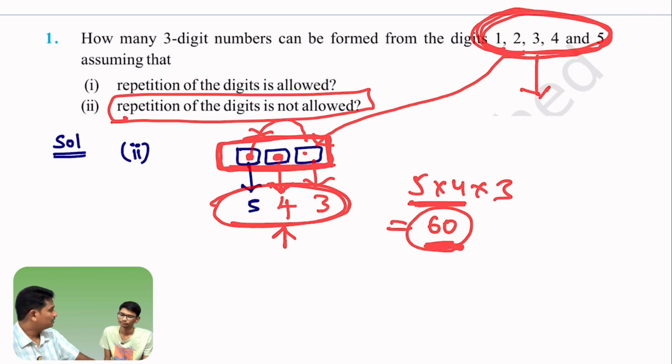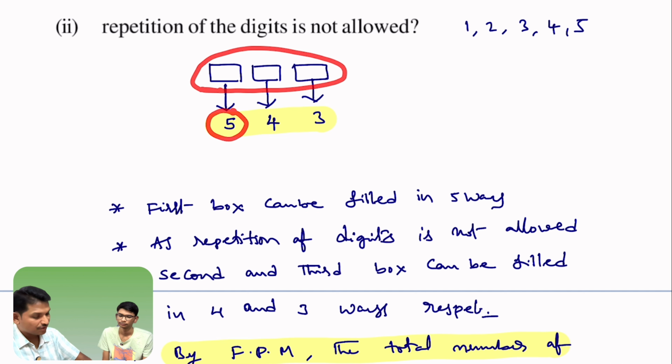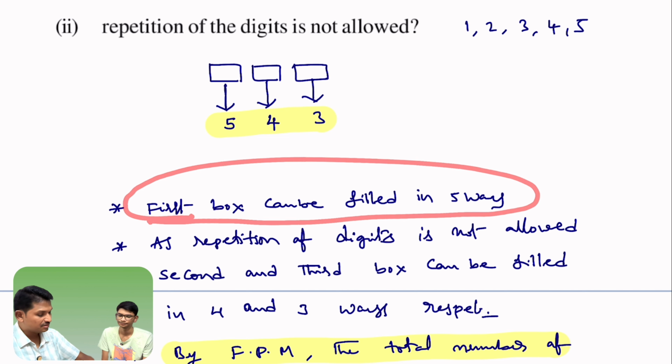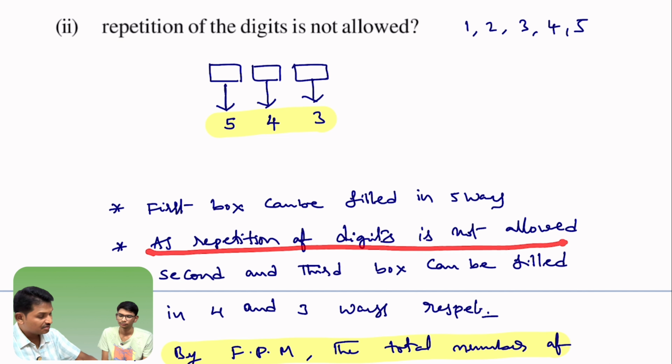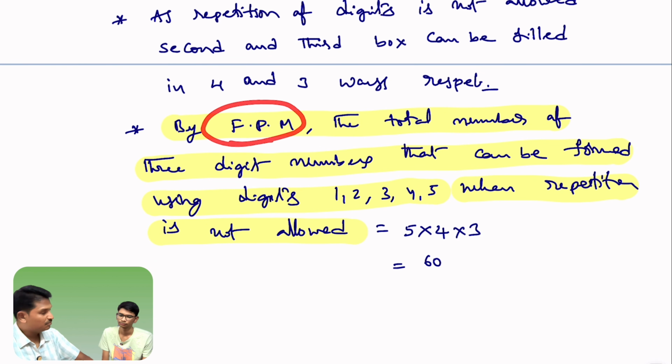This is the easiest way of understanding. In board exam, how do you write the steps? See, first what you will do? You will write 3 boxes like this. And you will write 5, 4, 3. And steps you will start like this. First box can be filled in 5 ways. As repetition of digits is not allowed, second and third box can be filled in 4 and 3 ways respectively. By fundamental principle of multiplication. Don't write FPM like this.